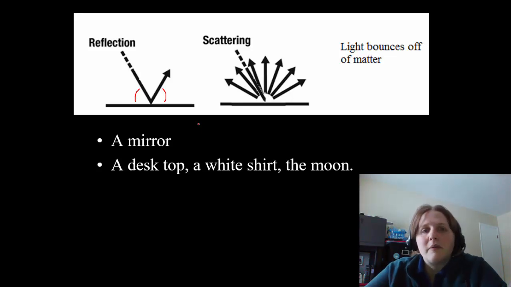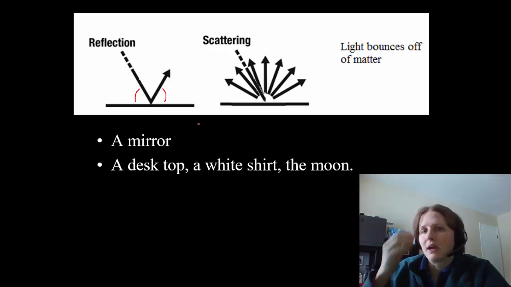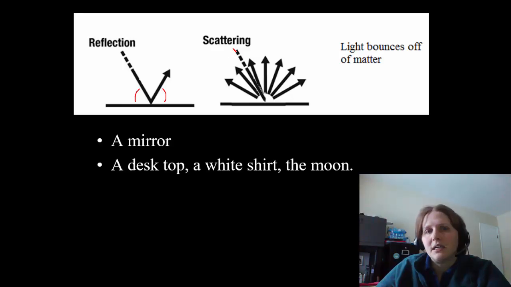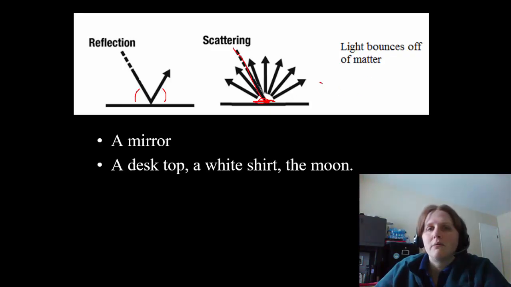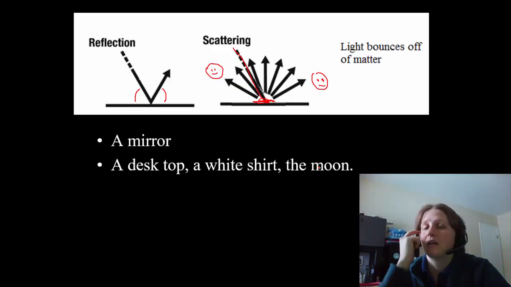But much more common is scattering. And scattering is how you can see pretty much all the objects around you. Light comes in, hits a desktop, and when that light hits that desktop, the desktop scatters it in all directions, which means that different people in different locations can see light from that desktop. So everybody can see the desk, and it looks the same to everybody no matter where they're located, as long as they can see the desk.